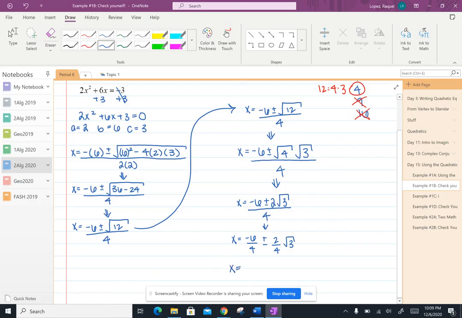I can rewrite this. Whew, why am I out of breath? Wow, the quadratic formula is a great workout. No, or I'm just doing a lot of talking.